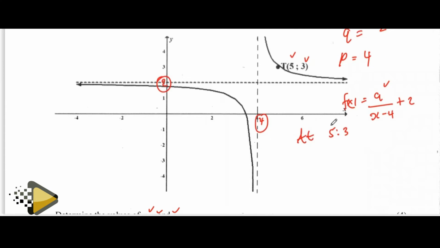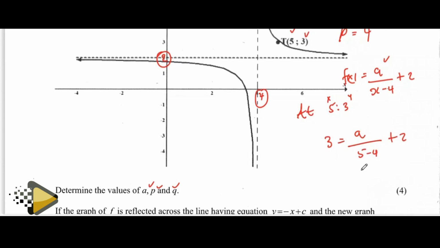So this is x, that's y. So 3 is equal to A over 5 minus 4, plus 2. You know that 5 minus 4 is 1. So 3 is equal to A plus 2, so A is 1. Therefore, our f of x is just going to be 1 over x minus 4 plus 2.